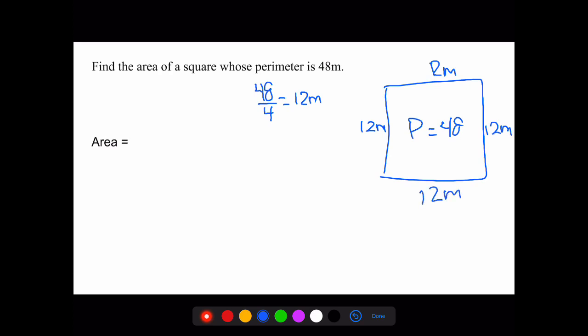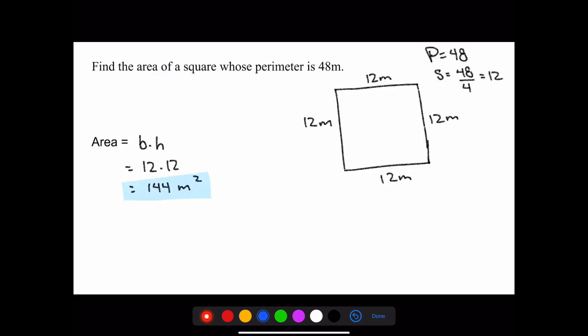From here, well, it's the area of a square, right? So we just do area is equal to base times height. Area is equal to 12 times 12, which is equal to 144 meters squared. Ended on a nice, easy one for us. Now, of course, if you'd like to, you could draw all the radii, and then draw the apothem and find it out through that method, but you don't need to.